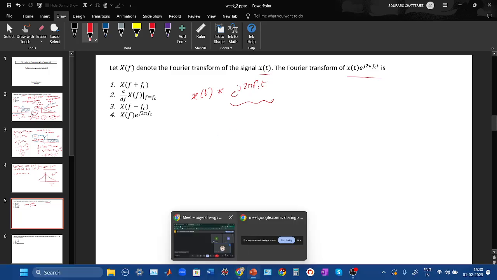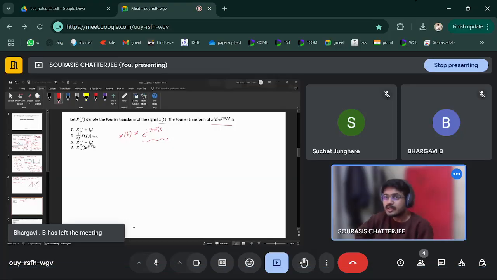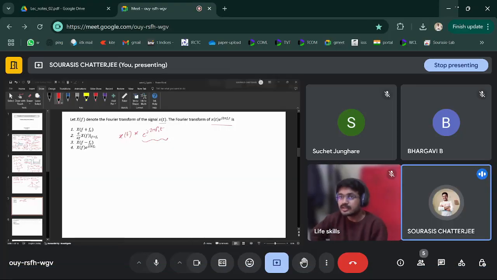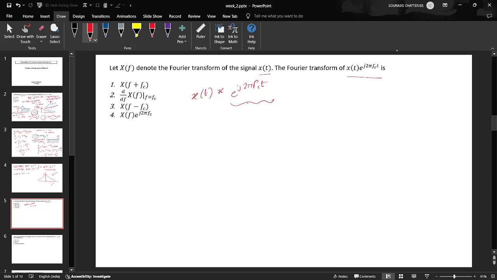Can one of you please volunteer here and tell me what this term represents? Basically in the time domain, I am multiplying the signal x(t) with e to the power j 2 pi fc t, and what is it usually called? I'm assuming you have gone through the lecture, so you might have heard multiple times that this signal has a special name. So what is that?